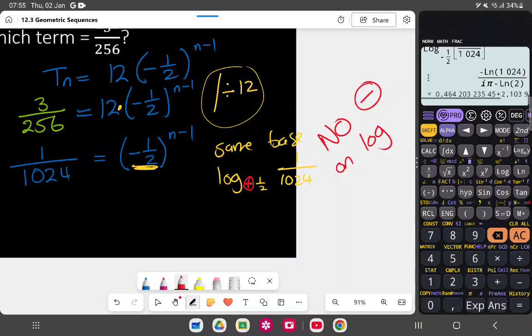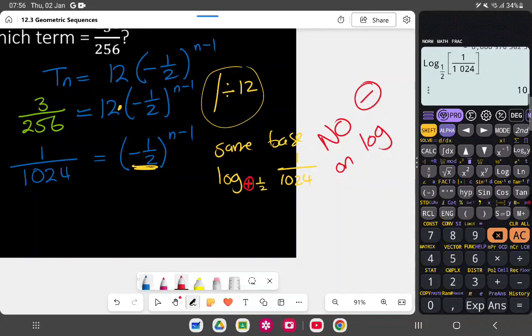No negative signs. But if you do the same thing, let's go back here and we say, okay, do the same thing, remove the minus sign. All of a sudden you get an answer, and the answer is 10. So the logarithm of 1 over 1024 to the base of a half is equal to 10.